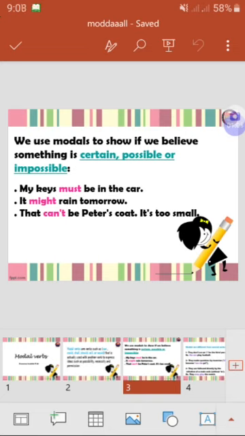So it shows possibility. Number 3, that can't be Peter's coat. It's too small. Here the word can't show that it's something impossible. I am sure it's not Peter's coat. And what is my evidence here? It's that it's too small for him.